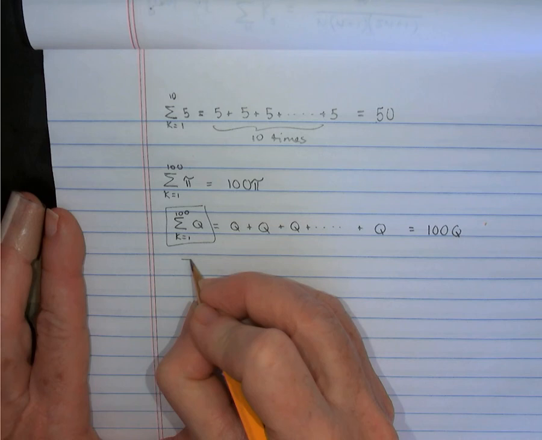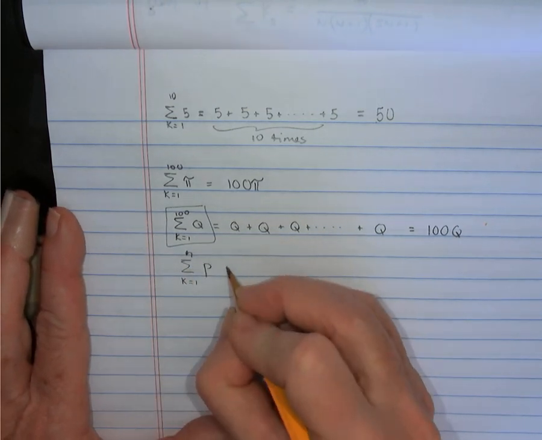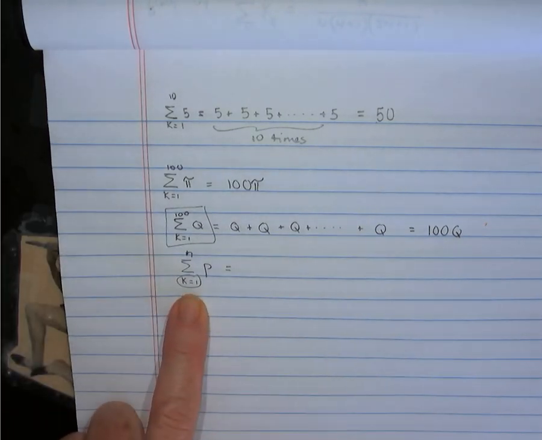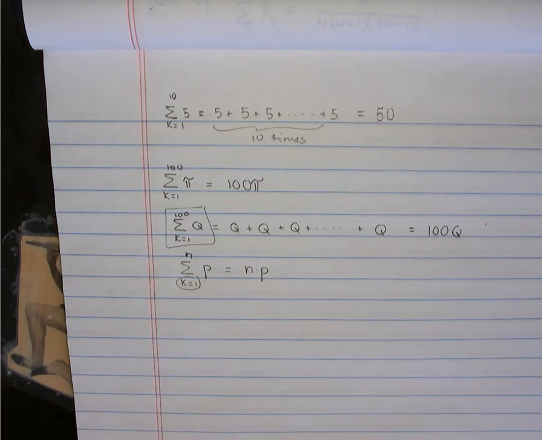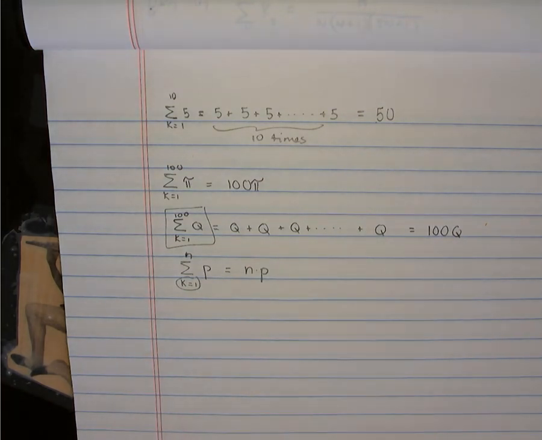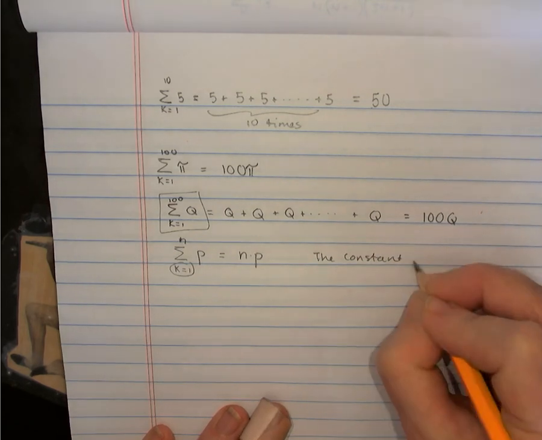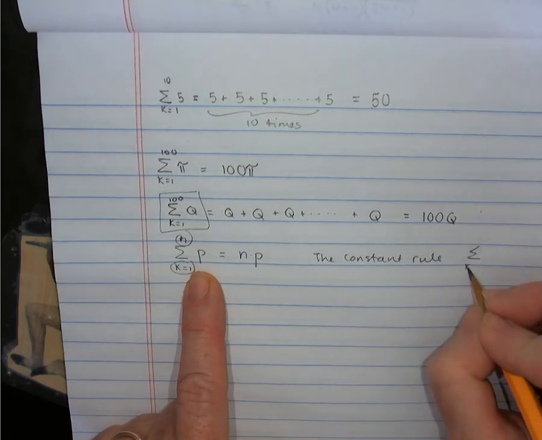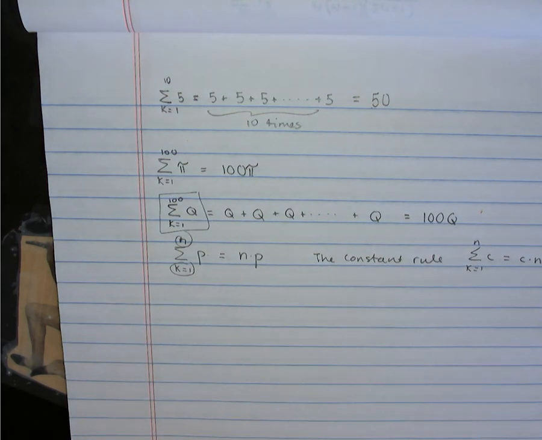Okay, and even if you had something like this, k goes from 1 to, let's say, n of p, again, our variable is only k. So what's that going to be equal to? Yeah, n times p. So whatever we have up here times p. And we could call that the constant rule. Whenever you're taking the sum of a constant, the constant rule is, it's going to be the constant times the number on top. So the sum as k goes from 1 to n of some constant, we'll call it c, that's going to be c times n. Okay, good.